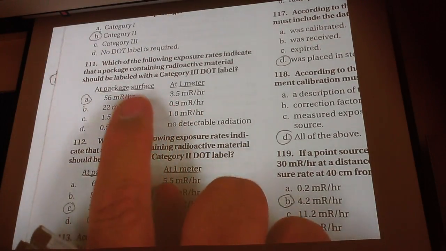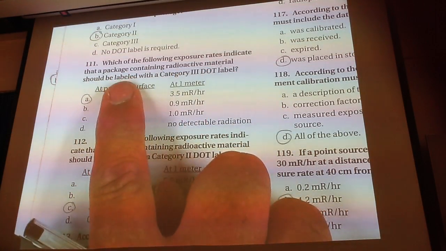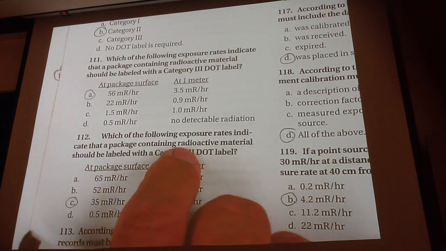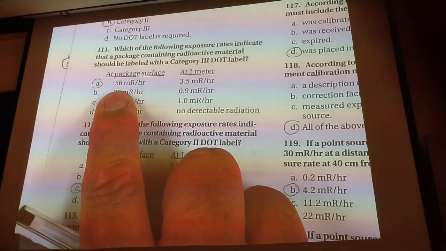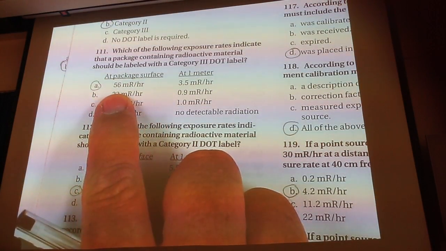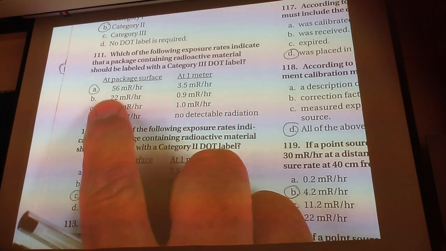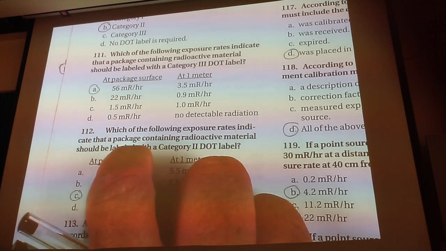Now, the next one here, notice it says, which of the following exposure rates indicate that a package containing radioactive material should be labeled category 3? Again, this one exceeds the 50 MR per hour at the surface, so automatically, regardless of what it reads at 1 meter, it doesn't mean anything. So this would be your one here.